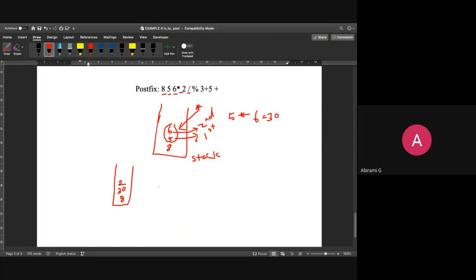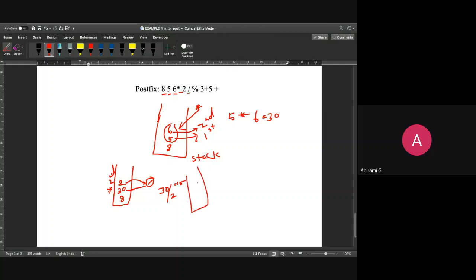What do we have to do? We have to do the operation corresponding to this, which is division. 30 is the first operand and 2 is the second operand. So this is first and this is second. This one, the top one, is the second operand. So now 30 divided by 2 is 15. So we place 15 back onto the stack.